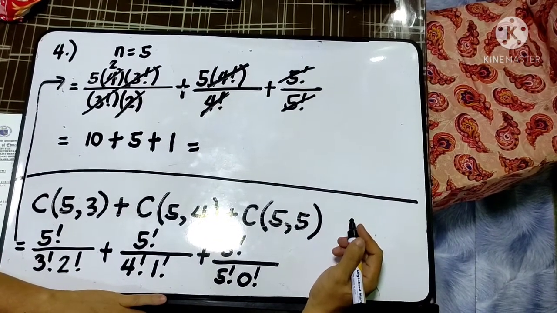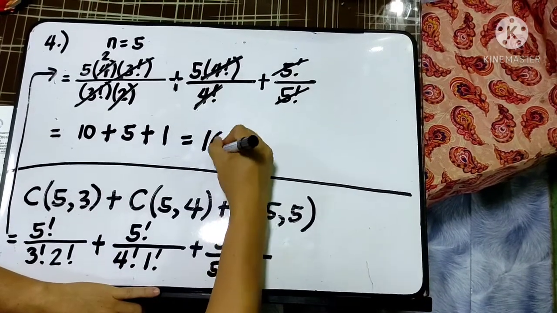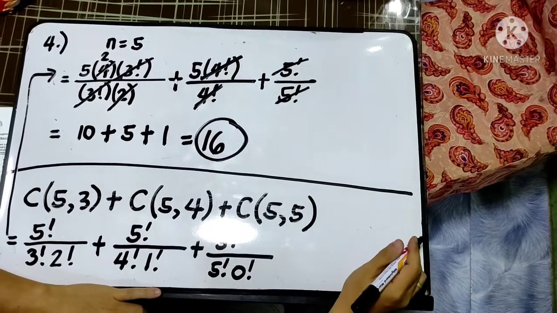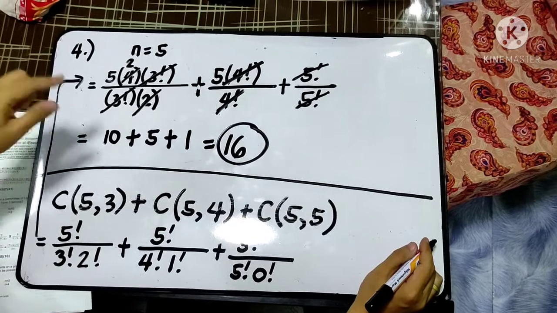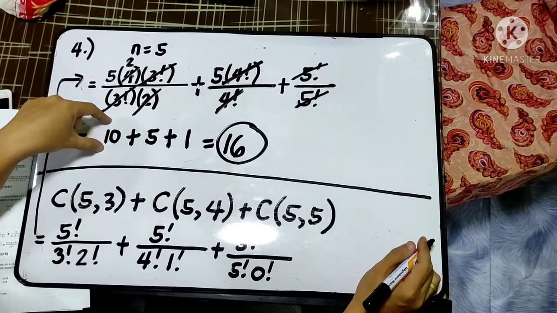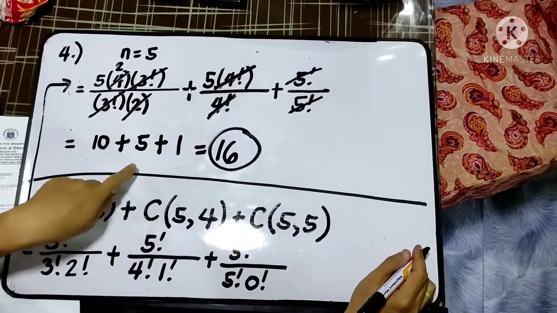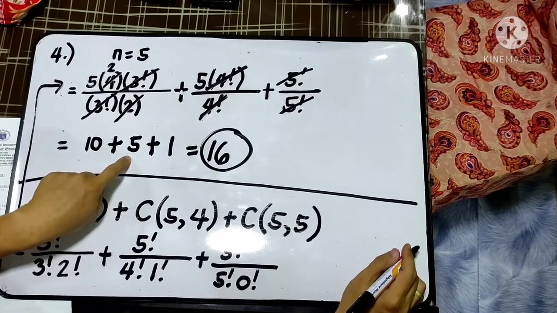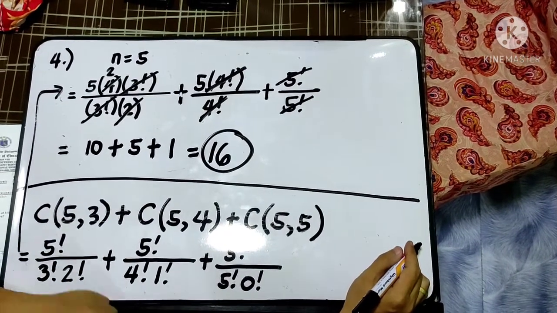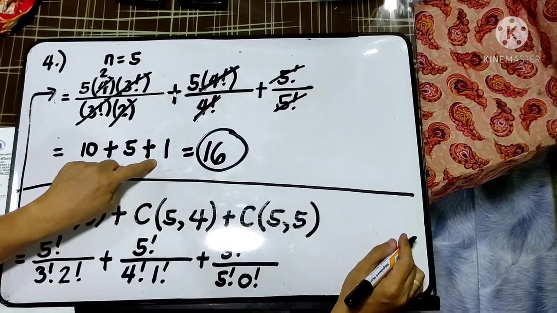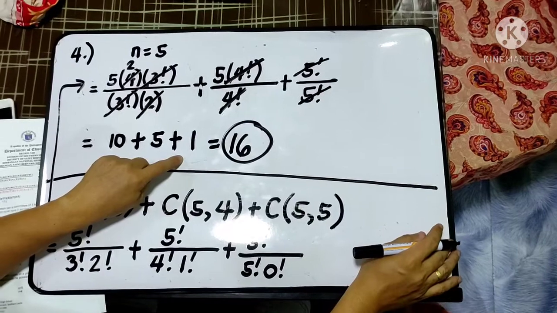Okay? So, let's get the sum. 10 plus 5, 15 plus 1, 16. So, you can form 16 polygons. How many are the triangles? There are 10 triangles if you have 5 distinct points. How many are 4-sided polygons? There are 5 4-sided polygons. And how many 5-sided polygons? There is 1 5-sided polygon because you are given only 5 distinct points.